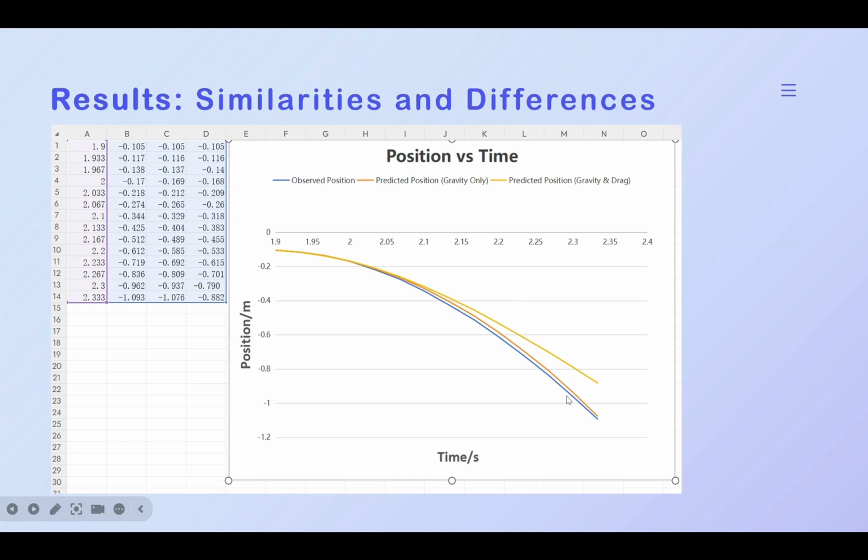To my surprise, the data of the experimental group almost overlapped with the data that only considered gravity, which should be caused by the fact that the paper ball I used was compressed very tightly and was less affected by air resistance, the drag force. If I had used an object with a larger contact area with the air, the data would have been relatively closer to the data set that considered the drag force also.